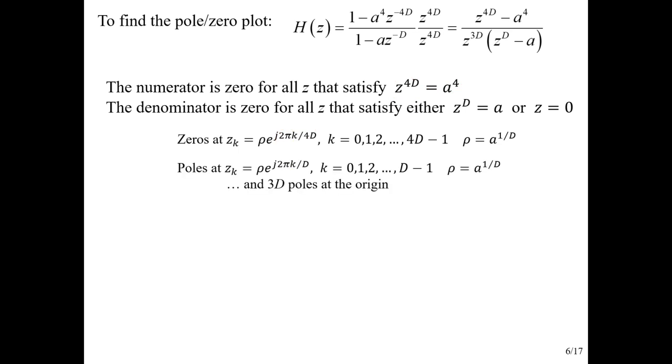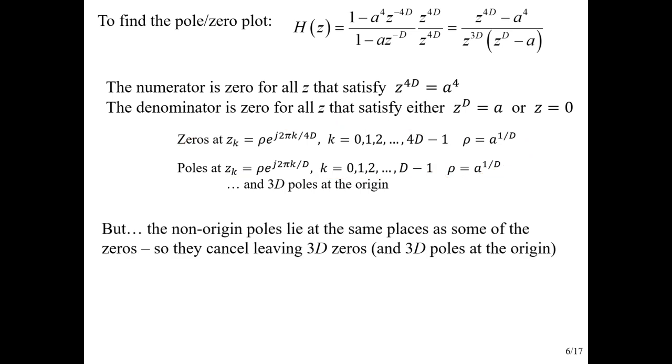And then the poles, well, there will be 3d poles at the origin. That comes from this, and then similar kind of thing here. So those will be at angles of 2 pi k over d. See, this was over 4d because of this, and this is just over d because of that. So that's what we have. Now notice that the poles and zeros that we found here are all at the same radius, and rho is going to be a positive real number in this formulation.